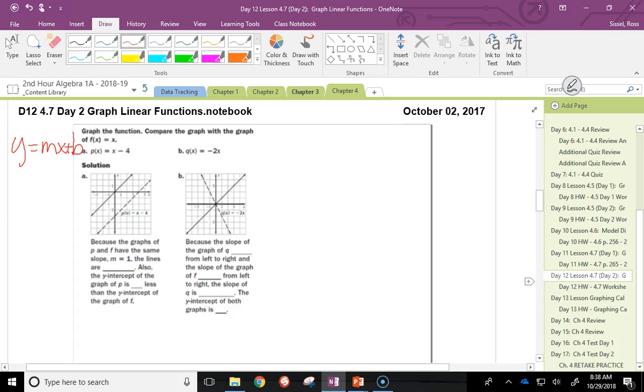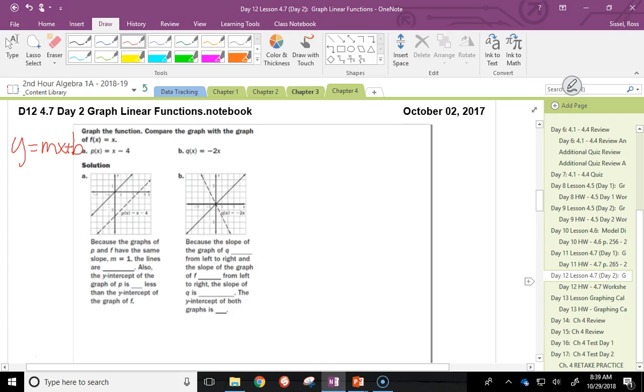Okay. Is it written in slope-intercept form? Yeah. So what is our y-intercept? 0. And what's our slope? 1. Okay. So now, if you look down at p of x, is that written in slope-intercept form? Yeah.